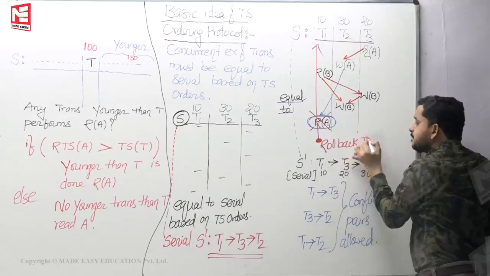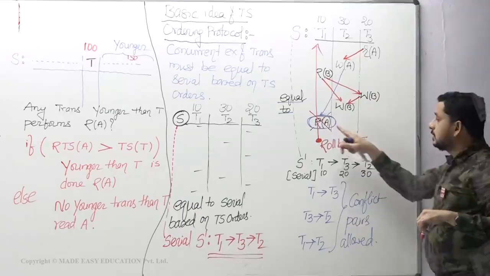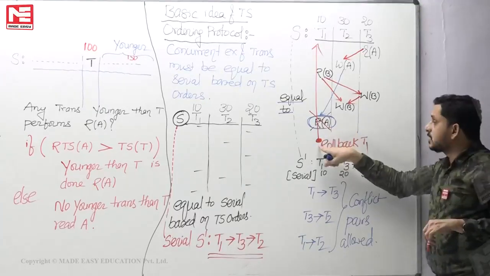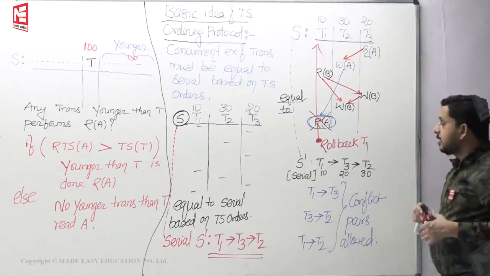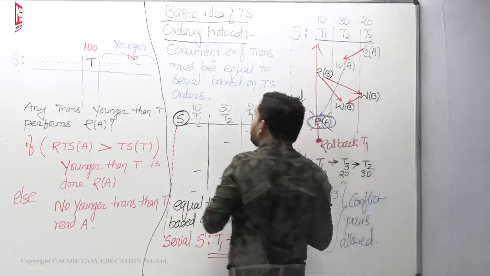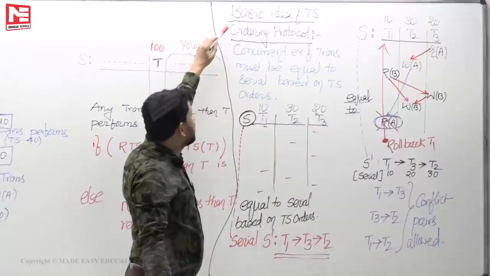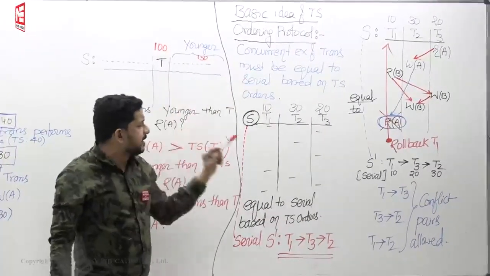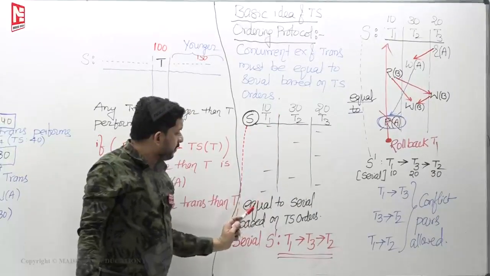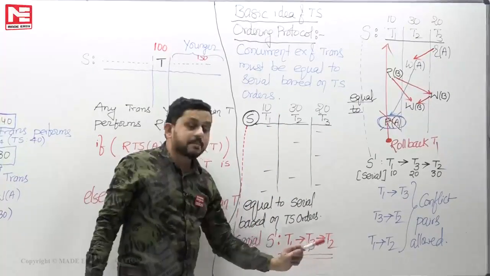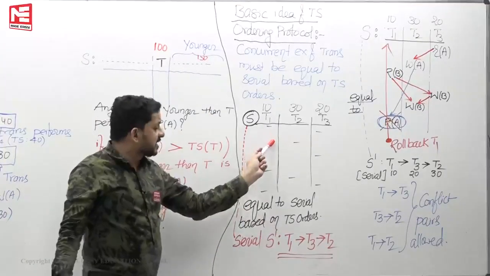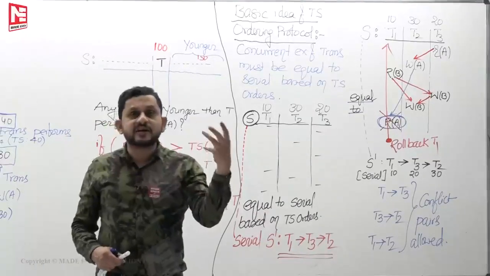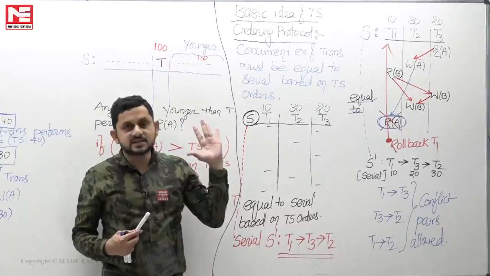Discarding this read means not only is the read operation not allowed, the transaction also gets rolled back. That is what we are repeating again. One more time: in the basic timestamp ordering protocol, the concurrent execution must be equal to the serial based on timestamp order, and if it is equal, then there is no issue. If this concurrent execution is not equal to the serial based on timestamp order because of either a read or write operation, the corresponding transaction is rolled back.